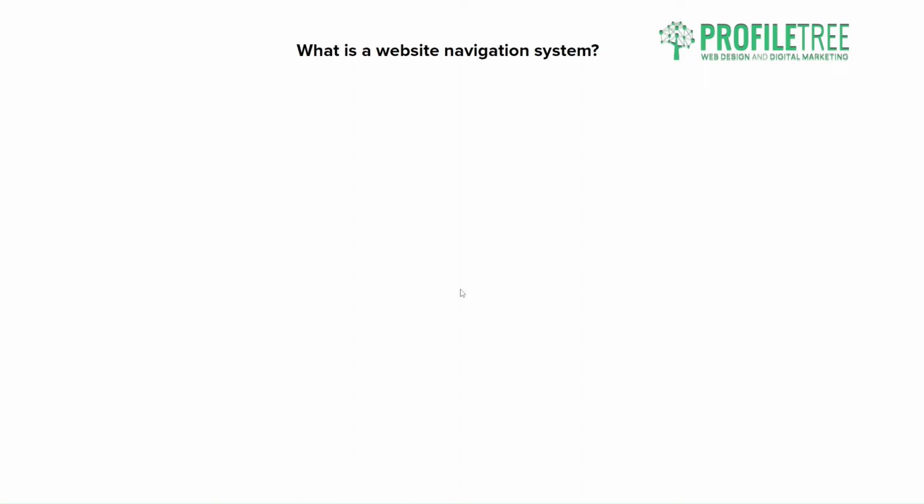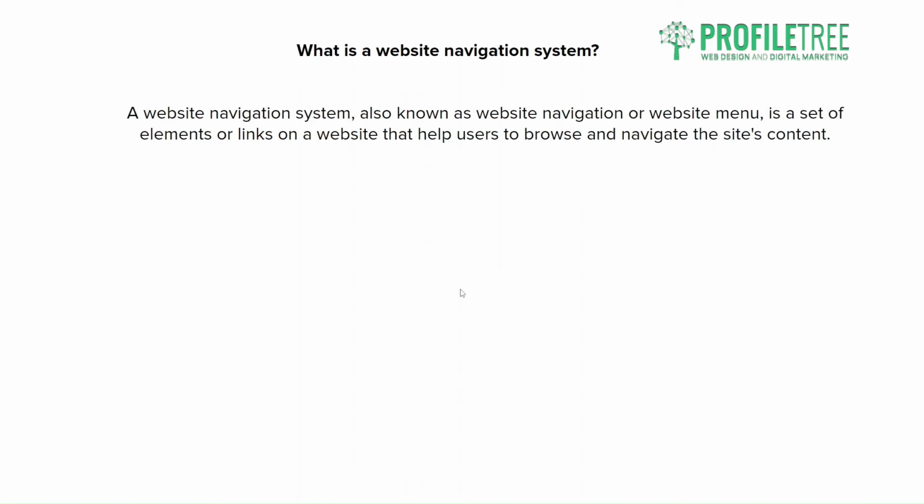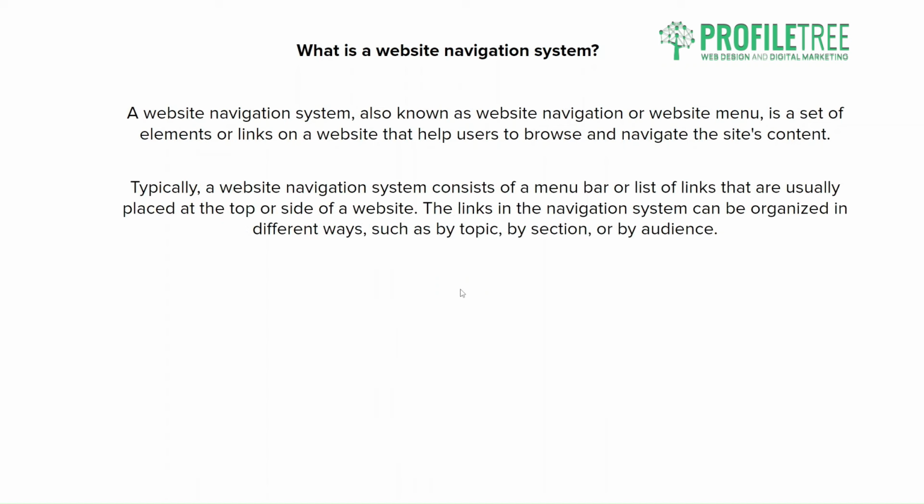So what is a navigation system? A website navigation system, also known as a website navigation or website menu, is a set of elements or links on a website that helps users to browse and navigate the website's content. Typically, a website navigation system consists of a menu bar, a list of links that are usually placed at the top or the side of the website. The links in the system can be organized in different ways, like by topic, by section, or by audience.